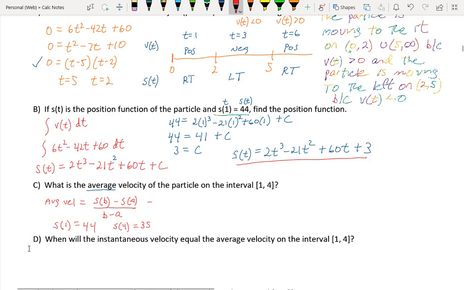So if I plug into the average velocity function, I would do 35 minus 44 all over 4 take away 1. On top, 35 minus 44 is negative 9 over positive 3, which equals negative 3. Our units here were in feet per second. So this is not instantaneous velocity, this is average velocity from 1 second to 4 seconds. So your average is negative 3 feet per second.